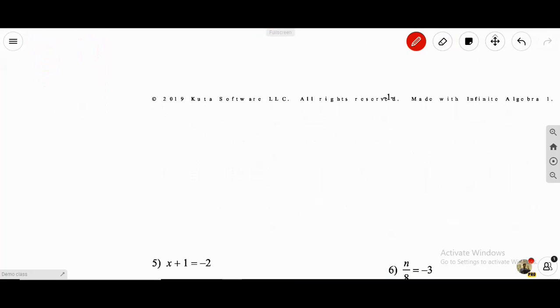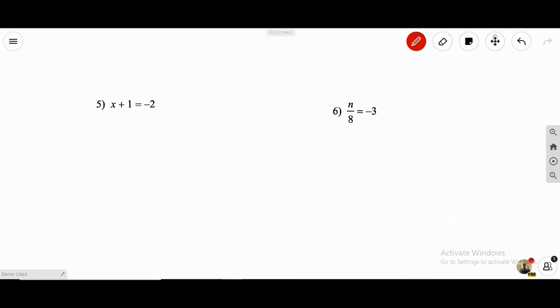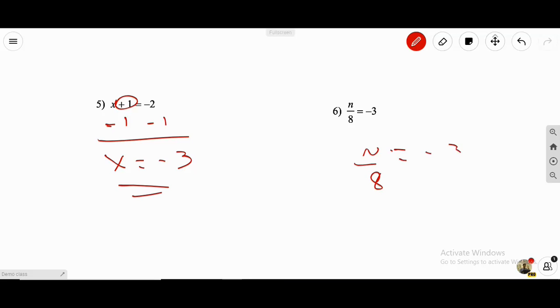Now let's see some more examples here. When there is addition, like we talked about, you subtract. So x is equal to negative 3. Because there was addition, I subtracted 1 on both the sides. Similarly here, again it is divided by 8. So I'm going to multiply by 8 on both the sides. And that would give me negative 24.